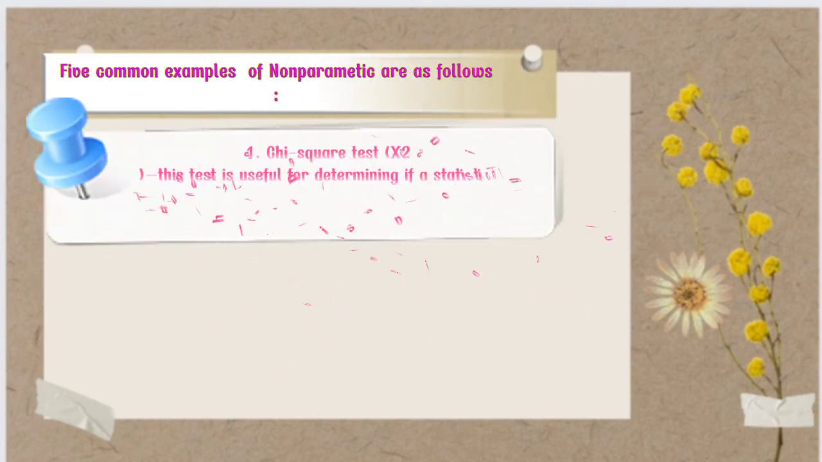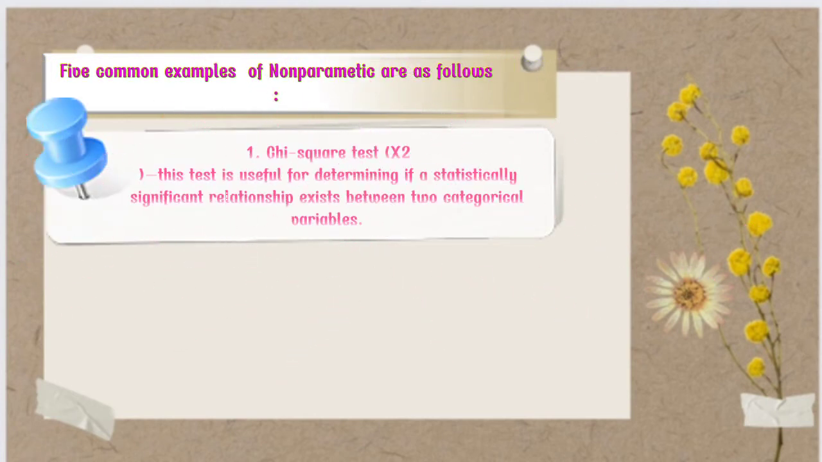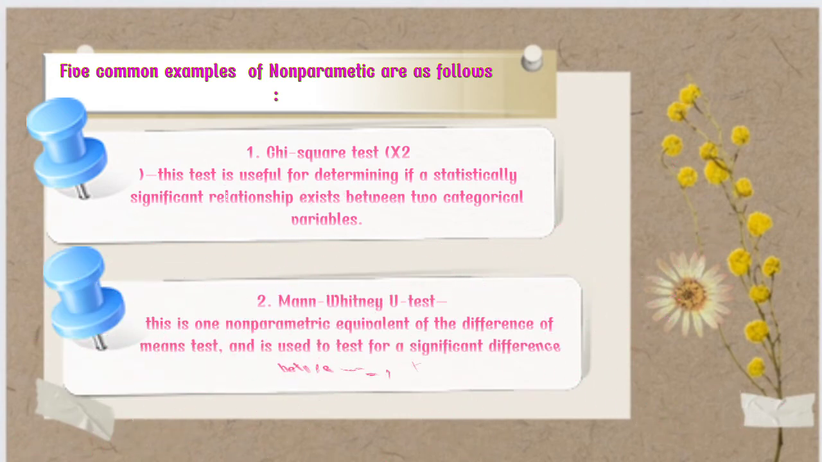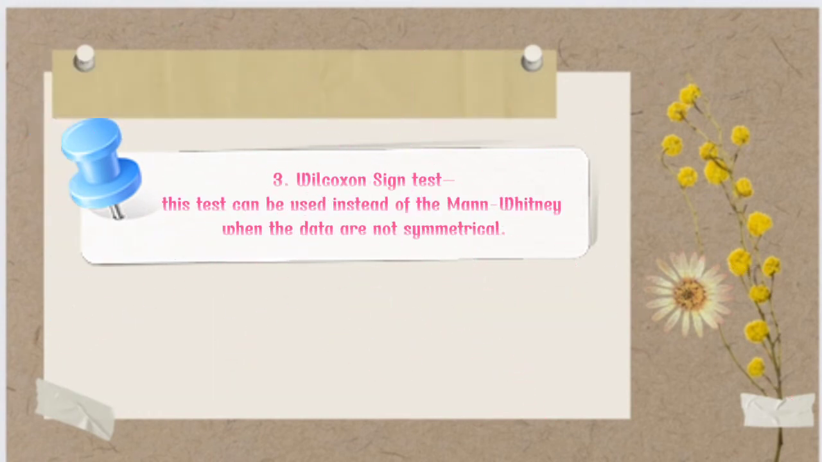1. Chi-square test, X2. This test is useful for determining if a statistical relationship exists between two categorical variables. 2. Mann-Whitney U-test. This is one non-parametric equivalent of the difference of means test, and is used to test for a significant difference between two groups. 3. Wilcoxon sign test. This test can be used instead of the Mann-Whitney when the data are not symmetrical.